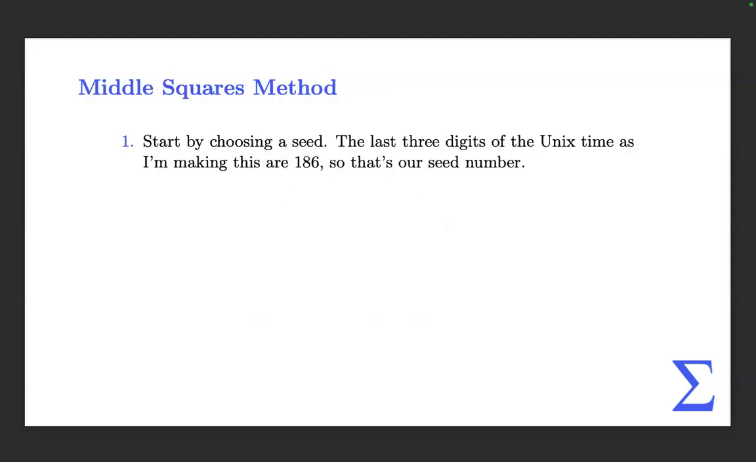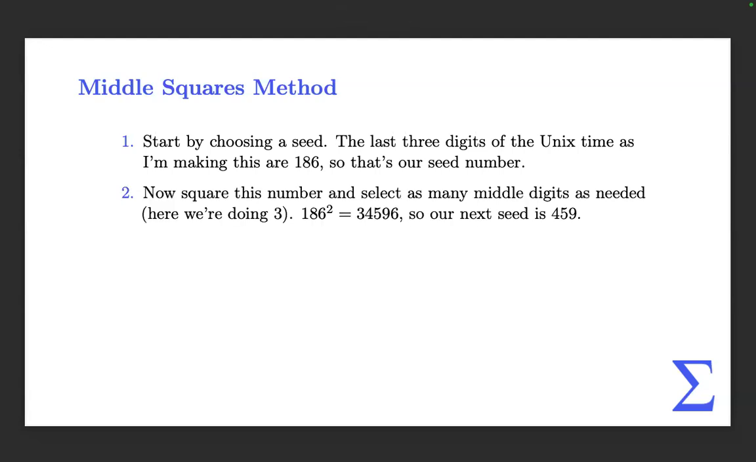So let's get into some methods to generate these pseudo-random numbers. The first one I'd like to talk about is the middle squares method, made by John von Neumann in the 1940s. The way this works is you start by choosing a seed number. When I was making this presentation, the last 3 digits of Unix time were 186, so I just chose that as our seed. Now you square this number and select the middle digits that you want as your next number. I wanted to generate 3-digit random numbers, so after squaring 186, you get 34596, which means our middle digits are 459, and that's our next number.